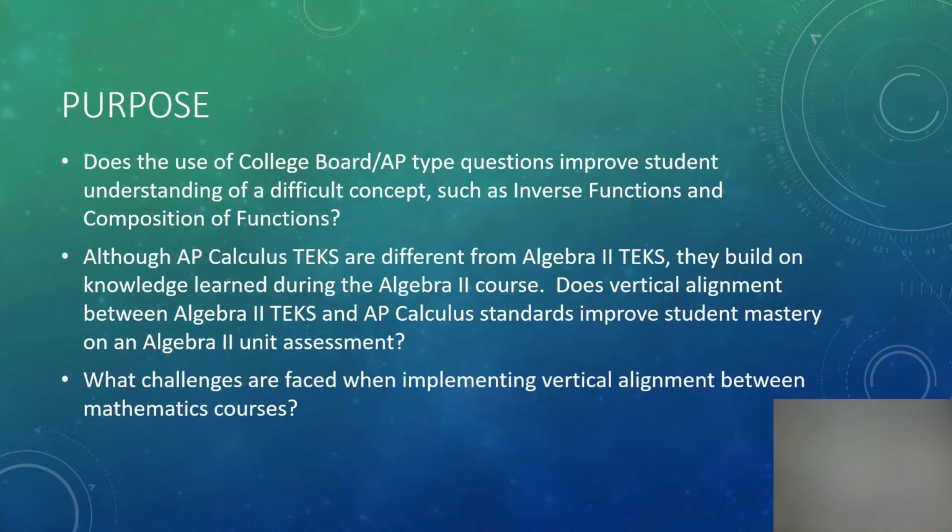The second was whether the vertical alignment between Algebra 2 TEKS and AP Calculus standards would improve student mastery on an Algebra 2 unit assessment. The third was about what challenges would be faced when implementing vertical alignment between mathematics courses.